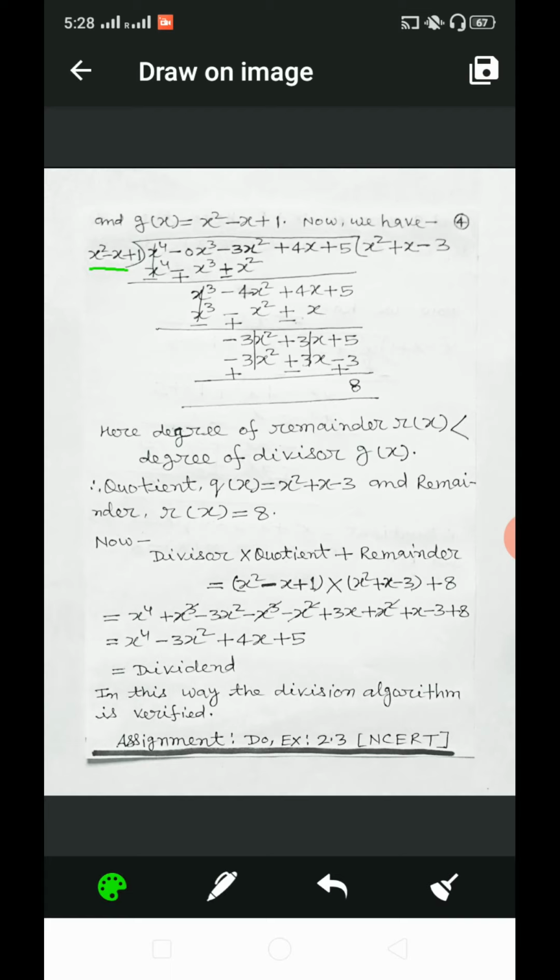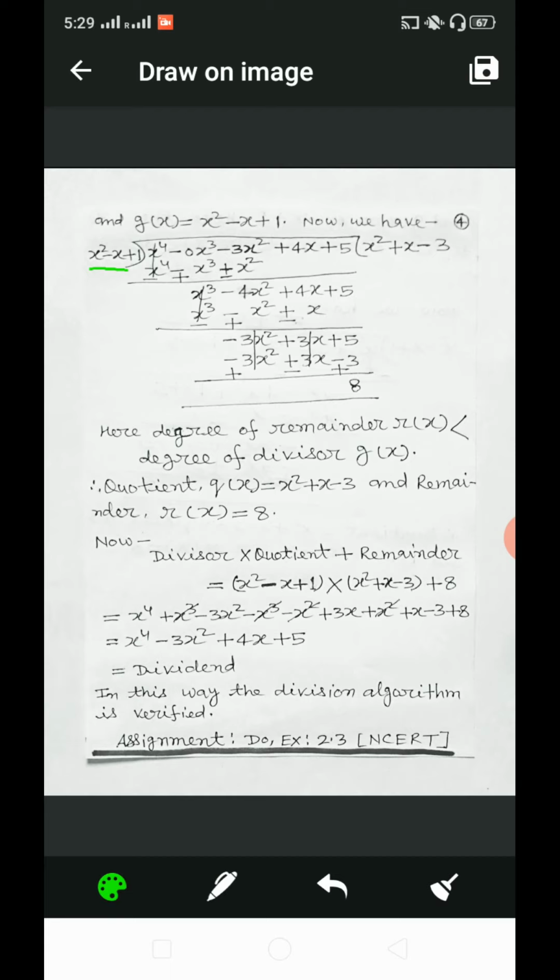In quotient, first we take the term x square, and x square minus x plus 1 is multiplied by x square, we get x to power 4 minus x cube plus x square, and we change the sign of these terms, that is plus x to the power 4 will be minus x to the power 4, minus x cube will be plus x cube, plus x square will be minus x square, and after simplification we get x cube minus 4x square plus 4x plus 5.